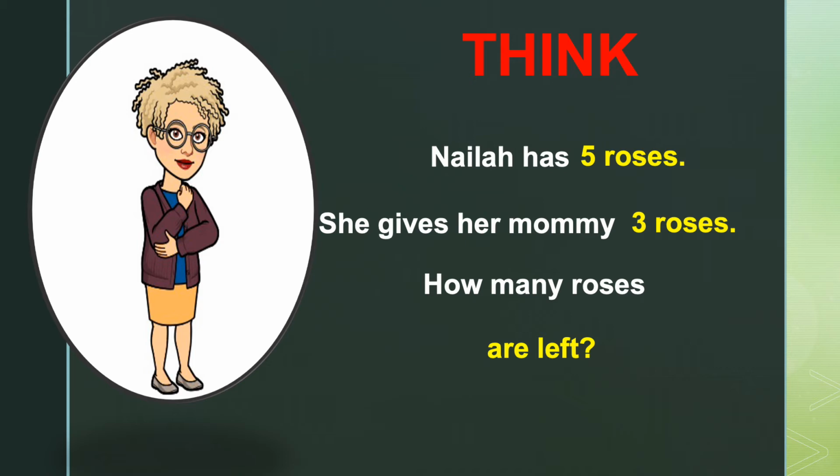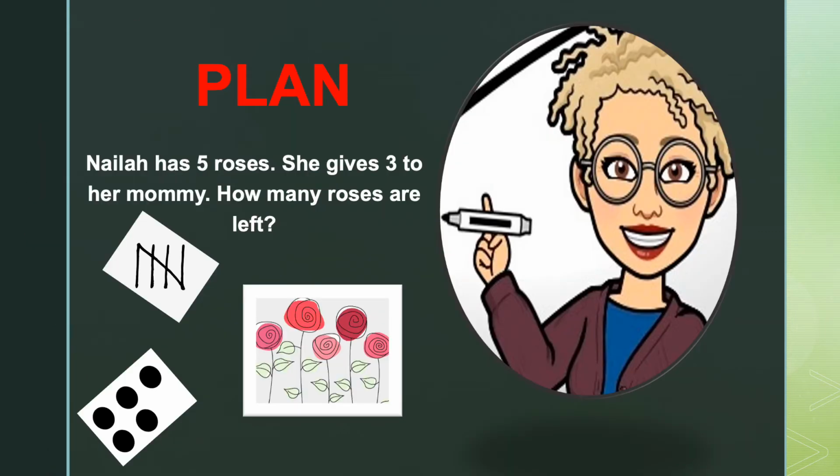Those thinking caps should be on nice and tight, because after we've done all that thinking, it's time to prepare a plan, of course. Nyla has 5 roses. She gives her mommy 3 roses. How many roses are left?